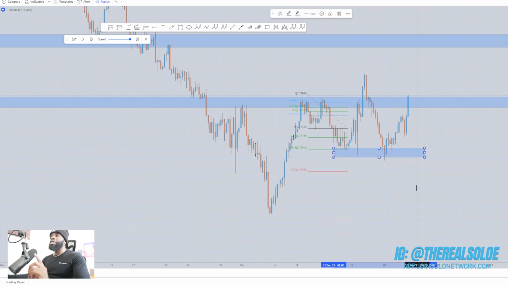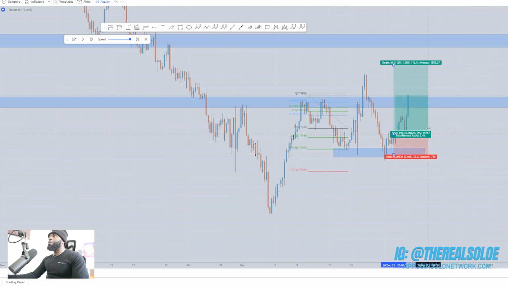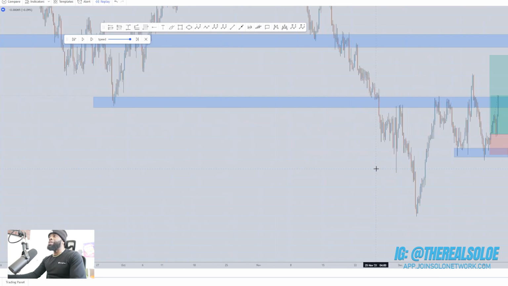After we got that structure form, usually I would tell my students, or everybody, to buy. Once we get the setup, we buy here. And then now what we're going to do is figure out this TP. How we figure out this TP is very simple.